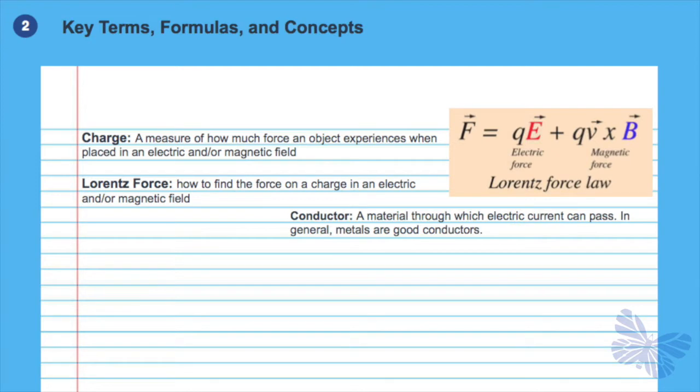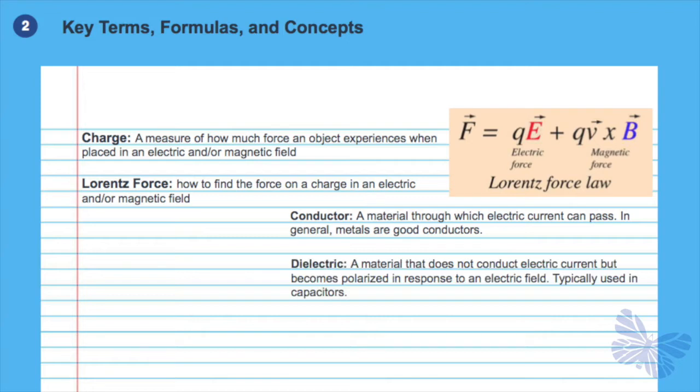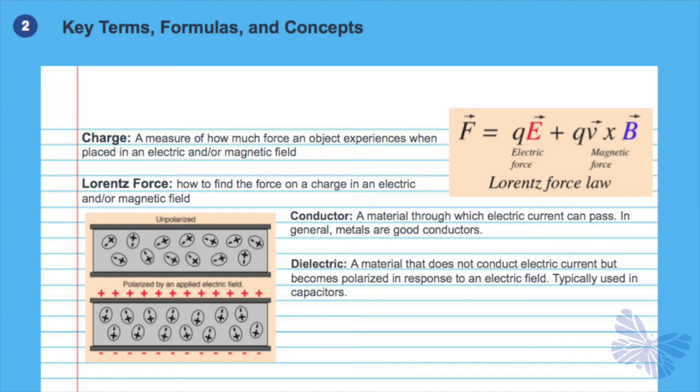And then just some quick definitions for a conductor. That's just a material through which an electric current can pass. In general, that mainly includes metals. But usually the problem will tell you this is a conductor or this is an insulator or a dielectric. And so a dielectric is a material that does not conduct current, but becomes polarized in response to an electric field. So that usually comes up when you're talking about capacitors.